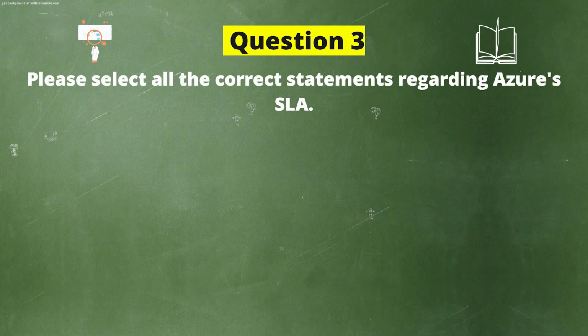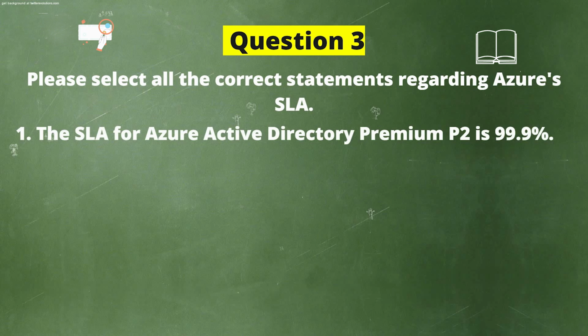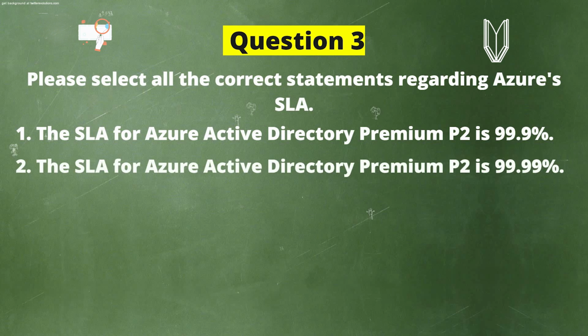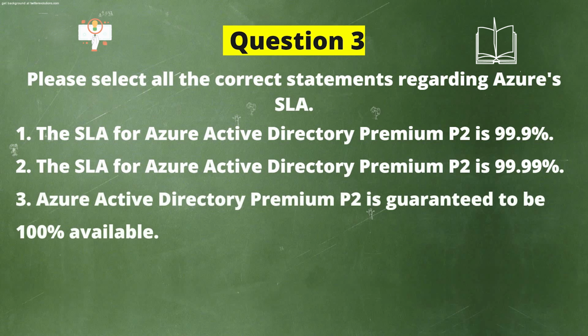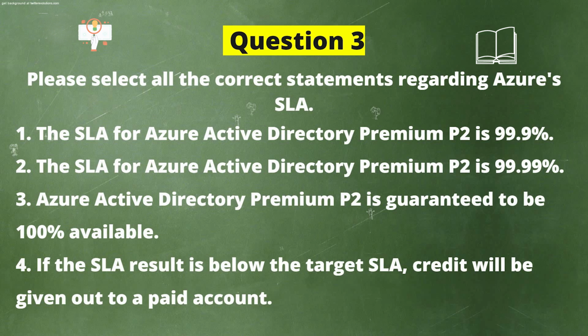Next question. Please select all the correct statements regarding Azure's SLA. And the options are 1. The SLA for Azure Active Directory Premium P2 is 99.9%. 2. The SLA for Azure Active Directory Premium P2 is 99.99%. 3. Azure Active Directory Premium P2 is guaranteed to be 100% available. 4. If the SLA result is below the target SLA, credit will be given out to a paid account.